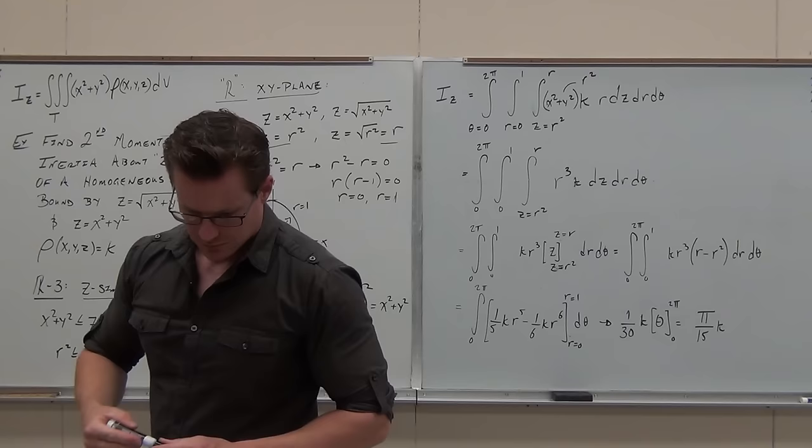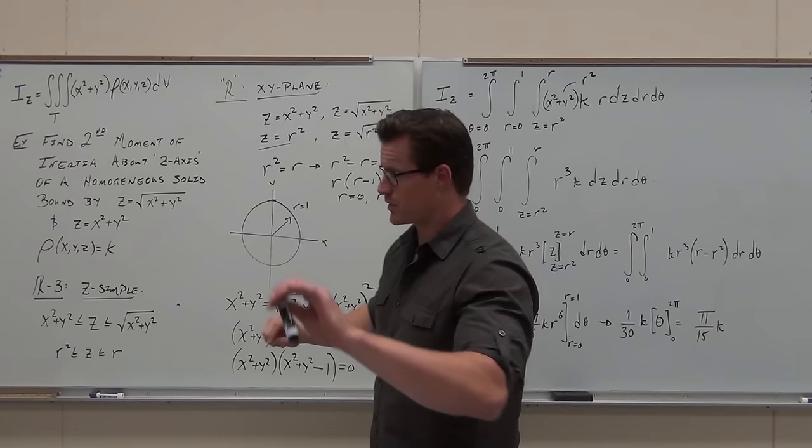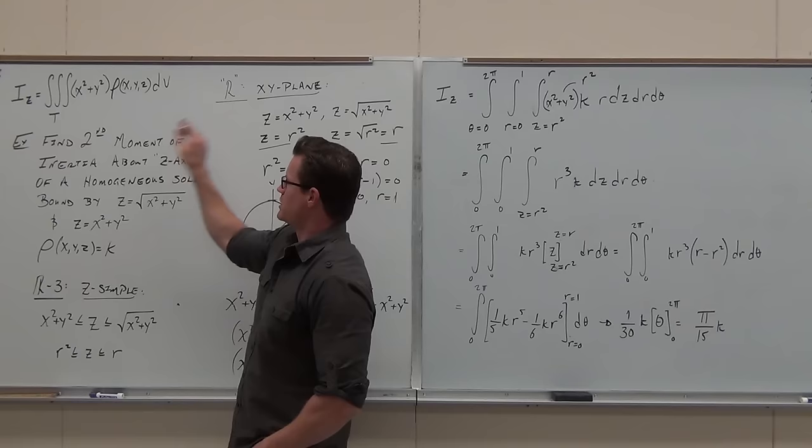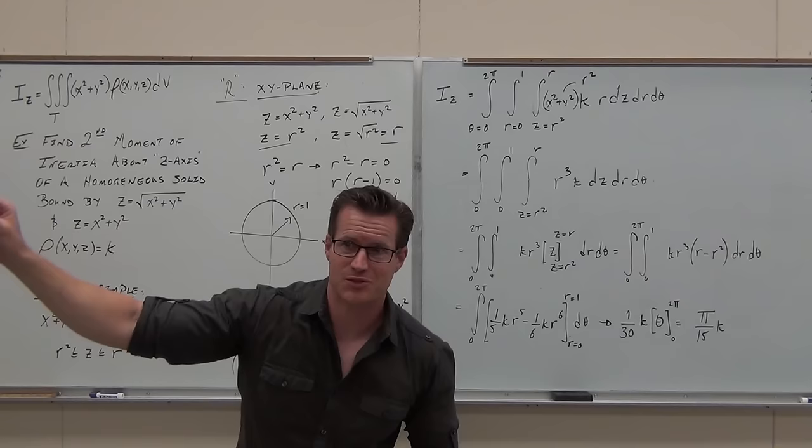Should eventually be okay with that. Last little comment, and then we're done with this little sub. Then we go into spherical. So this is it. What if this didn't say homogeneous solid? What if it said such that the mass density is directly proportional to the distance from the xy plane? Would this still be k? What would it be?